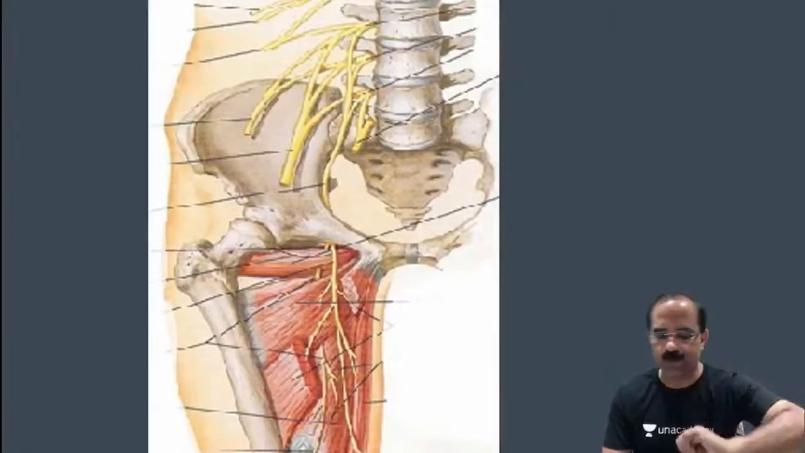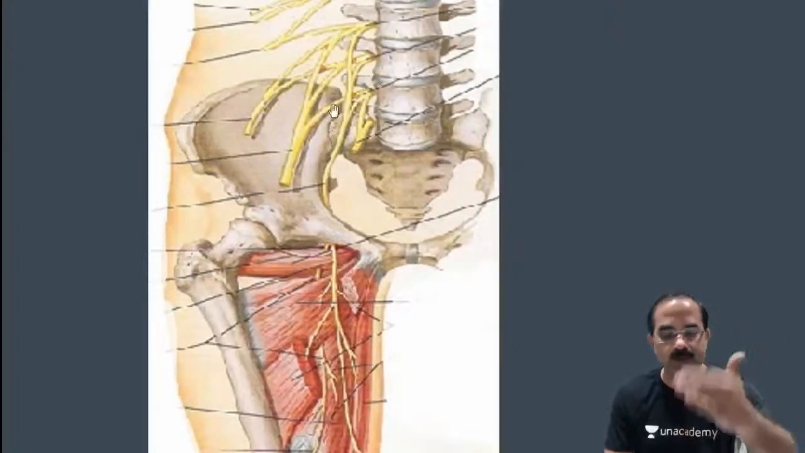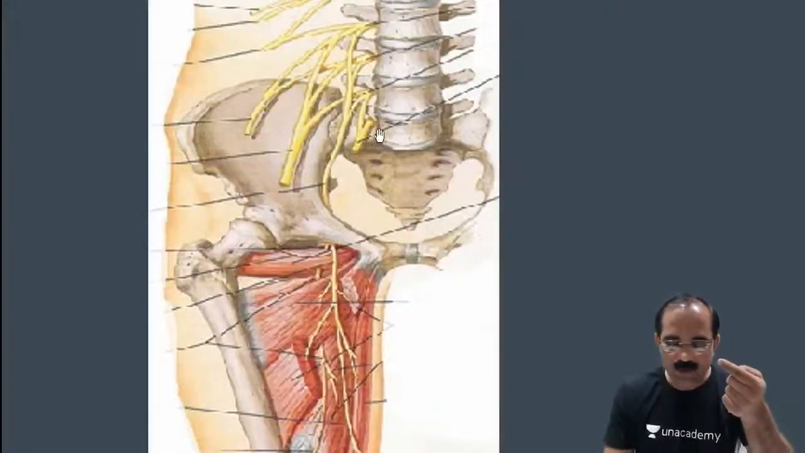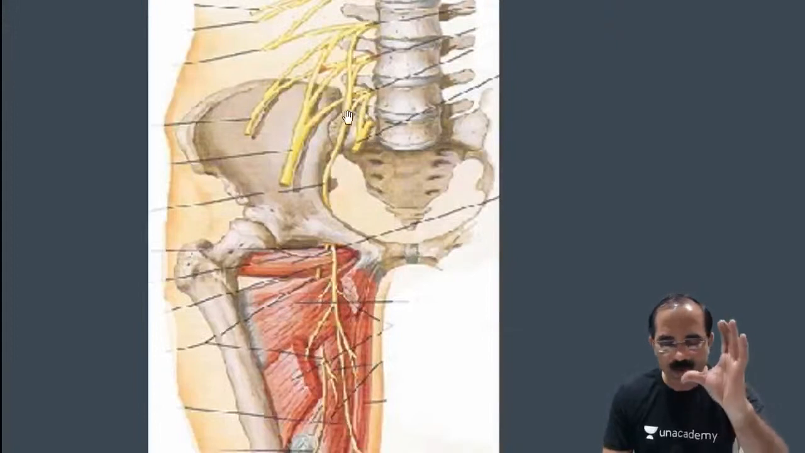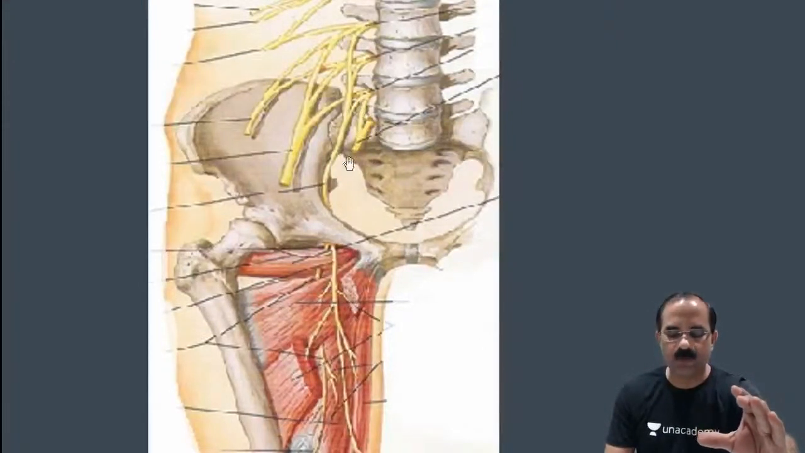This is a visual slide for you. What is this plexus? That's the lumbar plexus. So obturator nerve is a branch of which plexus? Lumbar plexus. Obturator nerve is related to this part of the sacrum. What do you call this part of the sacrum? Can anyone answer this? What is this known as?